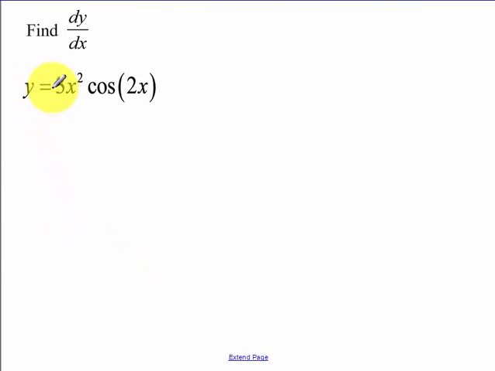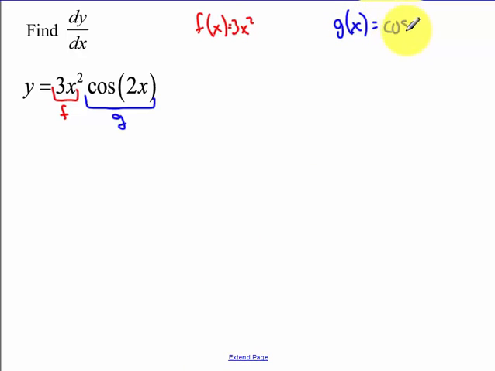So another thing that we have going on here in this example, that's f and that's g. So our f of x function is 3x squared, and here is our g of x function. I have two functions being multiplied together, so we have to do our product rule. So I take the derivative of the first. Okay, now let's take the derivative of g of x.